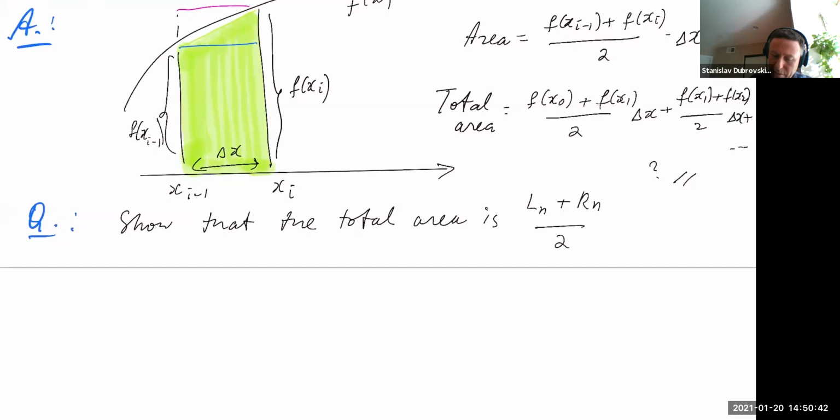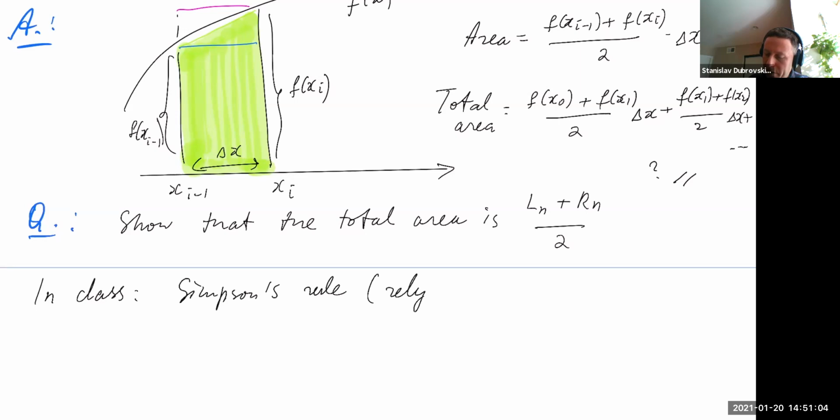So next, or in class, I should say, class will introduce one more method, Simpson's rule. And that will rely on parabolas rather than straight lines. So here, all that we've done relies on straight line images.